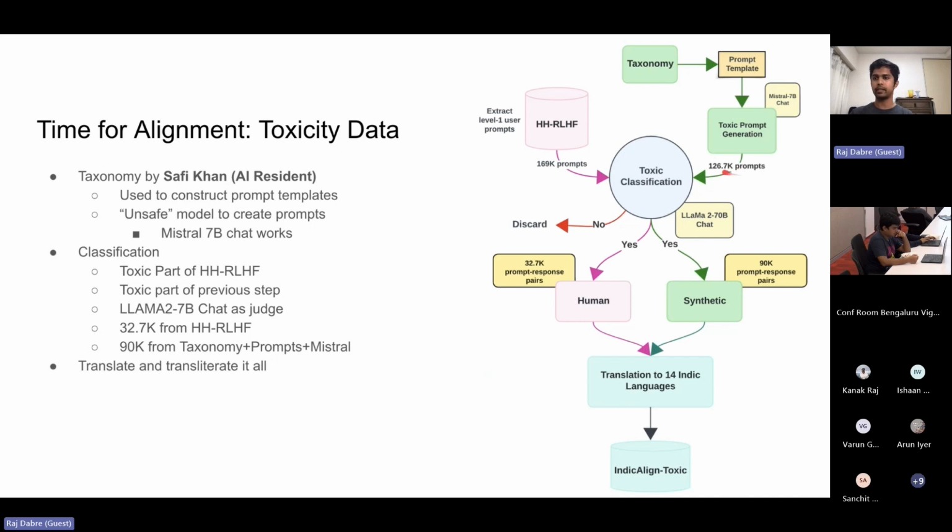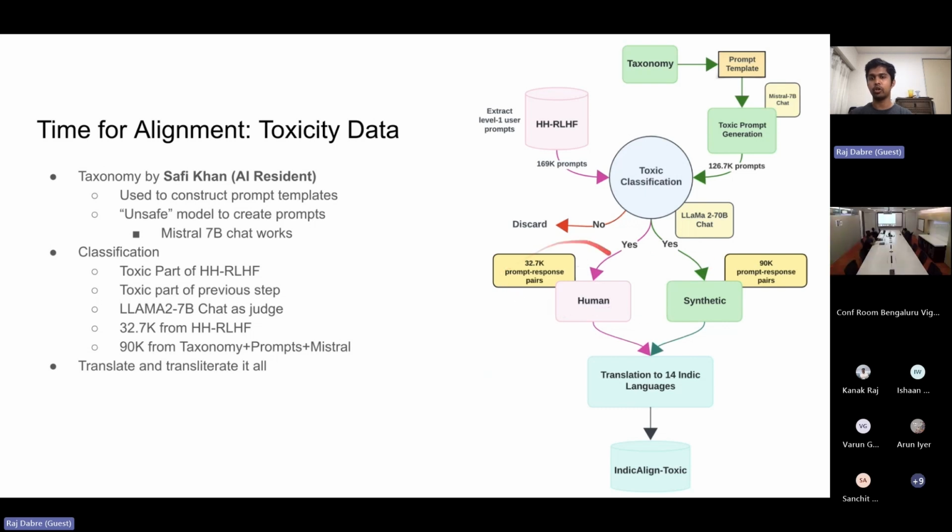So we had 126.7K prompts in English, of course. And then we have the HH-RLHF dataset, which consists of 169,000 prompts. We pass it through a toxic classification stage, where you know that Llama 2 70 billion is very toxic proof. It often refuses to answer questions if there is some toxicity possibility. So we pass everything to the Llama model. If the Llama model says, I refuse to answer, or this seems to be something dangerous, then we consider this to be toxic data.